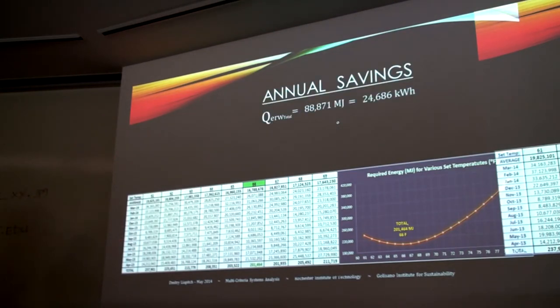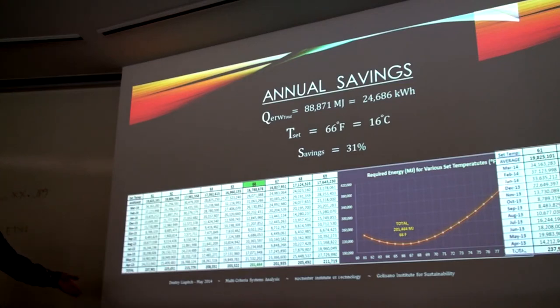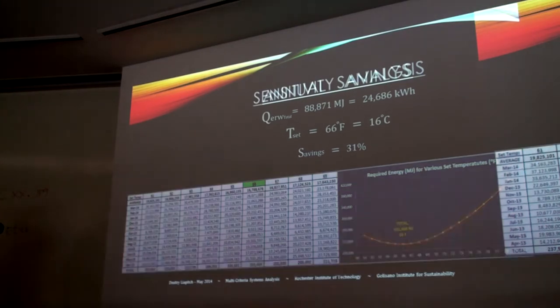Now, the annual savings from the enthalpy wheel is actually about 31%. So if we were to have this at the set temperature, we would actually be saving 31% on our energy bill, having it set at 66 for the entire year.